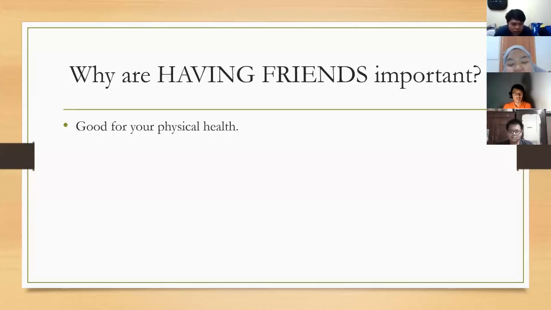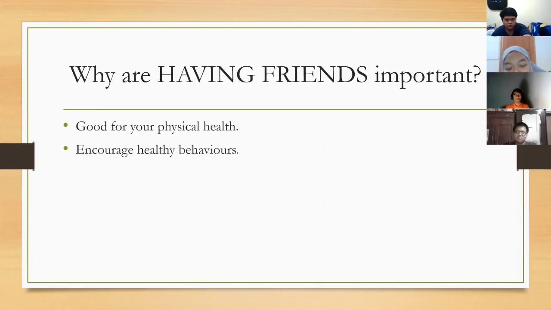And the second one is encourage healthy behavior. So yes, by having friends, when we are doing something that is quite problematic or maybe something bad, our friends can reprimand us about the good things that we should follow, and also they can be your friend if you want to tell a story to someone and you don't know who to tell it to.